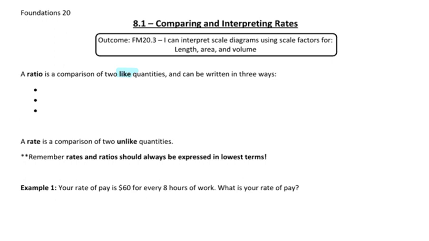So if I have three things, I can write it with a semicolon. So a ratio that looks like this, comparing A to B. I could write it as a fraction, comparing A over B, or I can write it in word form, A to B. A rate is a comparison of two unlike things, so different things that have different units in it.